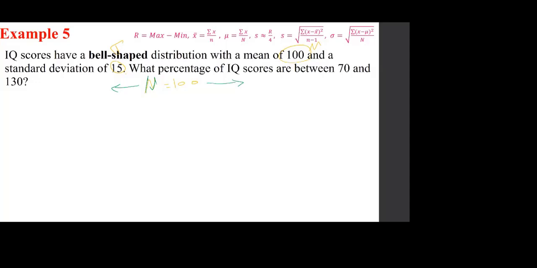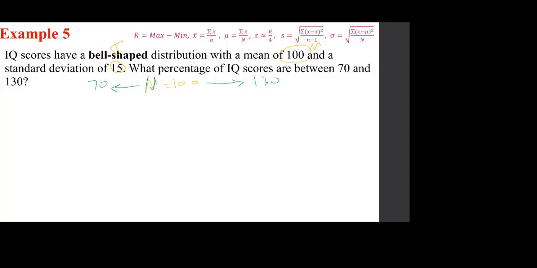To the left is number 70. To the right is 130. Now, as you all see, the difference on both sides is 30 units. It's clear: 130 minus 100 is 30, 100 minus 70 is 30. So on each side, we go 30 units.